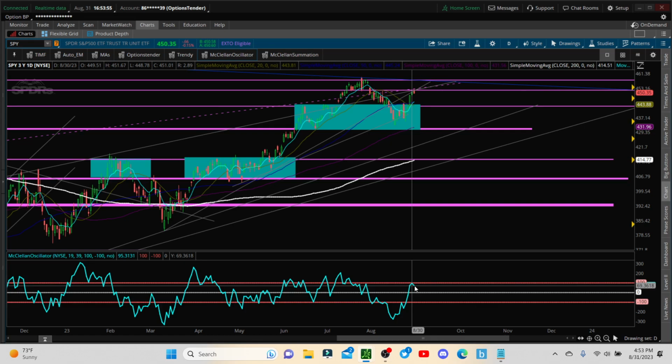And this McClellan summation, there's no strength in this bounce. That's what this is showing. We're right here at the 1,000 mark. We had a reversal. Strong reversal shows what happened with price action.